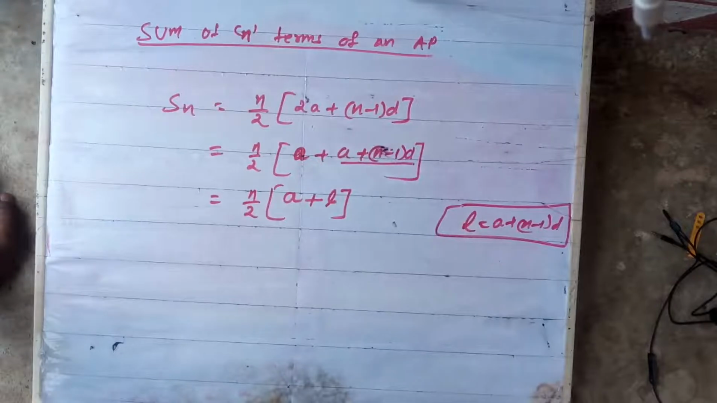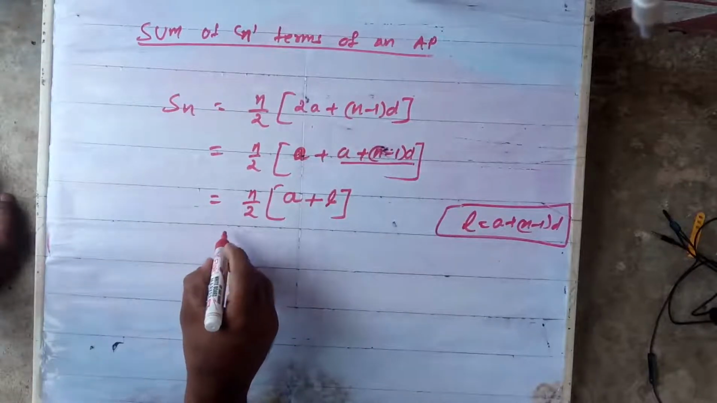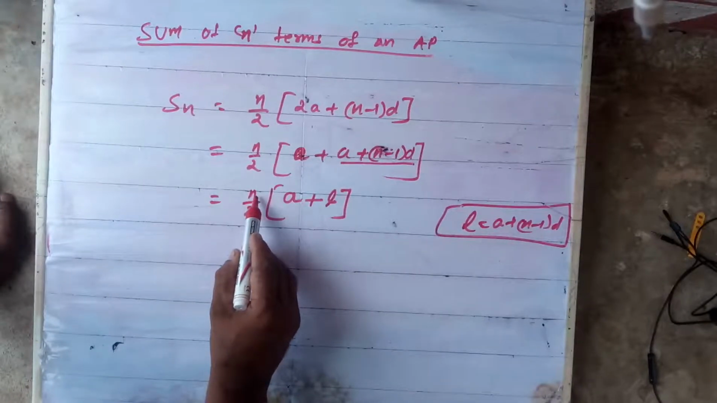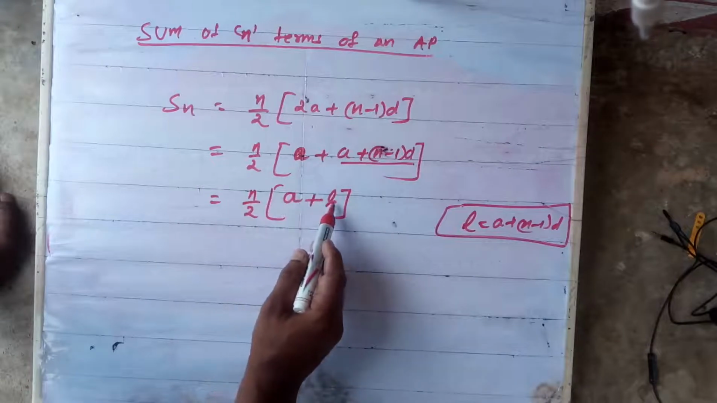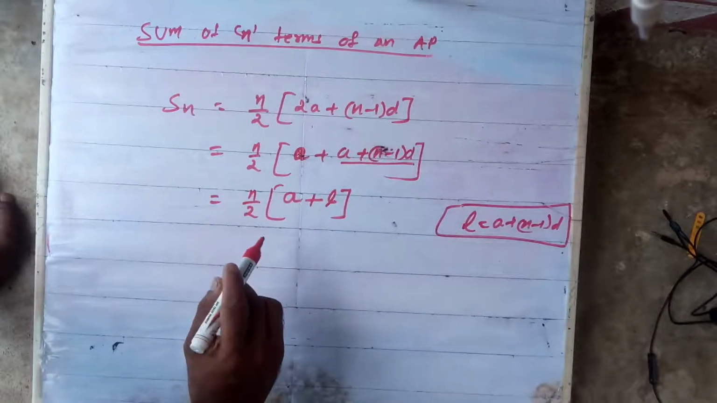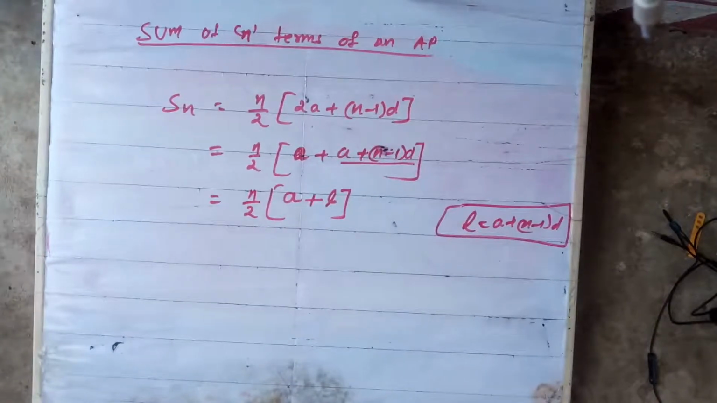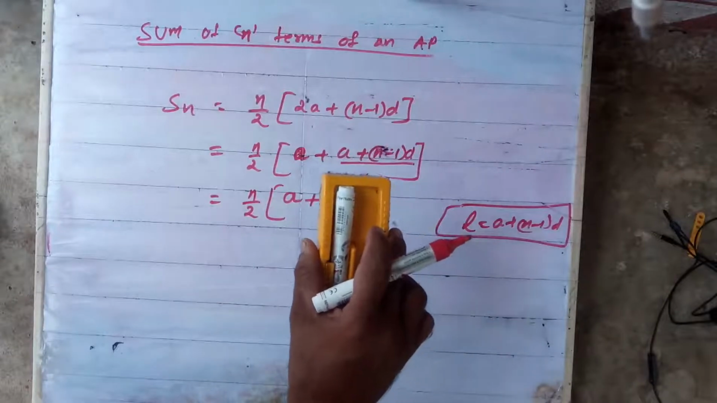So we can say the sum of n terms of an AP is equal to n by 2 into first term plus last term. N by 2, then in bracket first term plus last term, you can say. Clear?